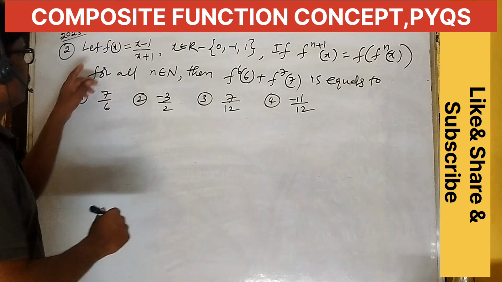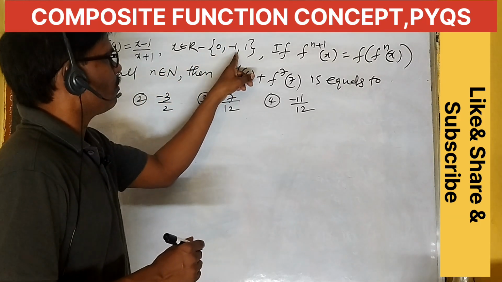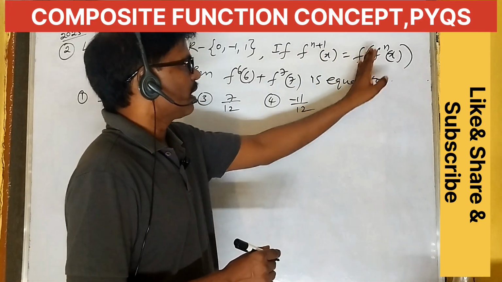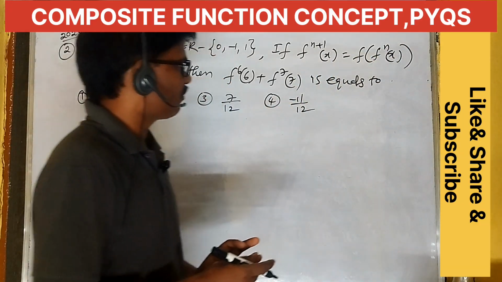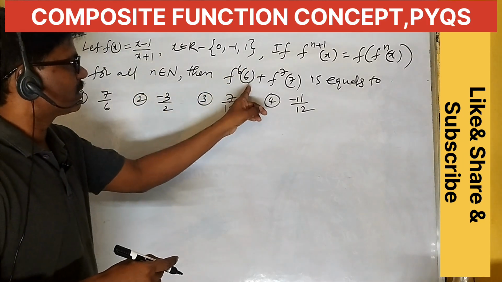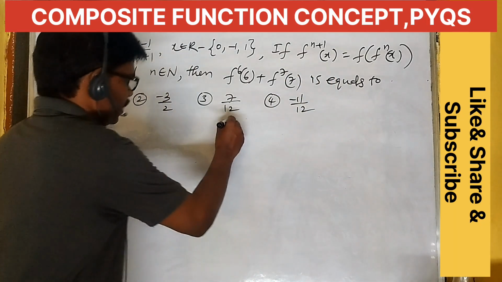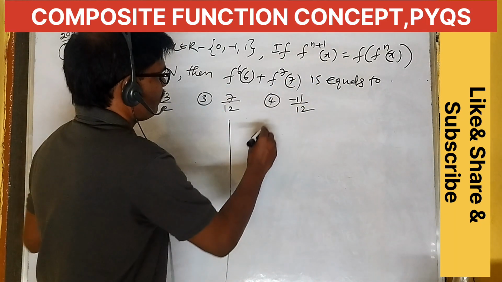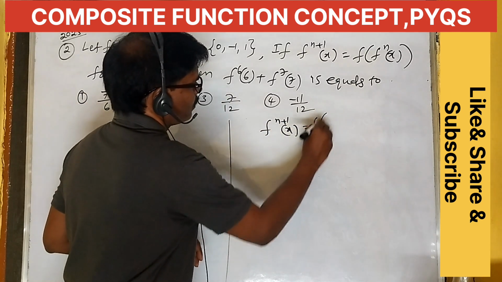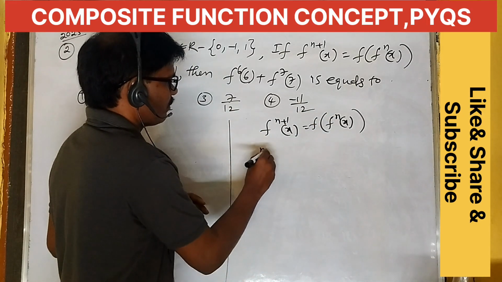Okay, this is question number 2. Let f of x is equal to x minus 1 by x plus 1, x belongs to R minus {0, minus 1, 1}. If f of n plus 1 of x equals f of f power n of x, for all n belongs to capital N, then f power 6 of x plus f power 7 of x is equal to what? Given that f of n plus 1 of x equal to f of f power n of x. What is the n value? You have to take n is equal to 1.